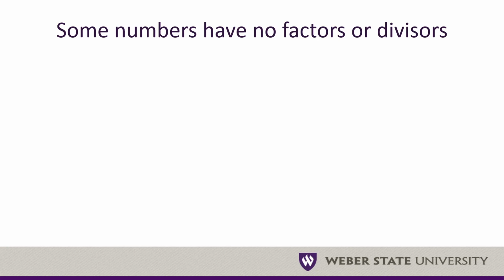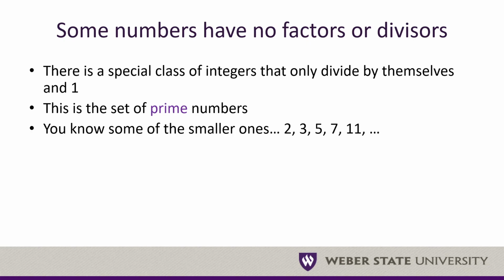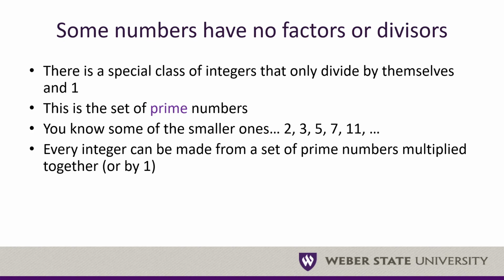There are some numbers that have no factors or divisors. So, a special class, they only divide themselves and 1. Sound like anything you know? We call them prime numbers. These are the ones that are divisible only by themselves and 1. The small ones: 2, 3, 5, 7, 11, 13, 17, 19, 23, on and on that way.